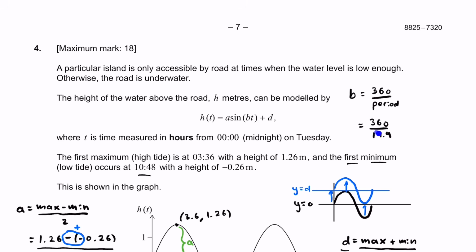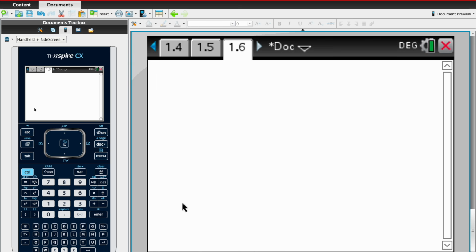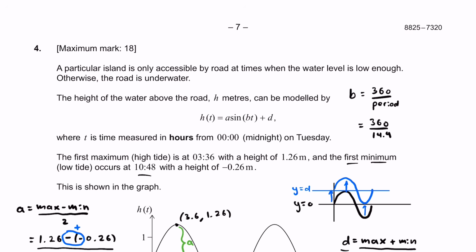So let's find the value of b here. 360 divided by 14.4. So 360 divided by 14.4 is 25. It's a nice number. Okay, 25 is the value of b. So now we have everything we need for this function.